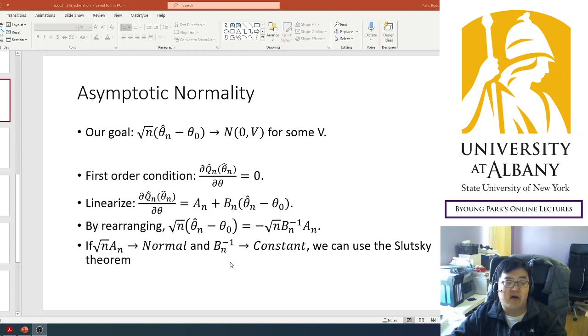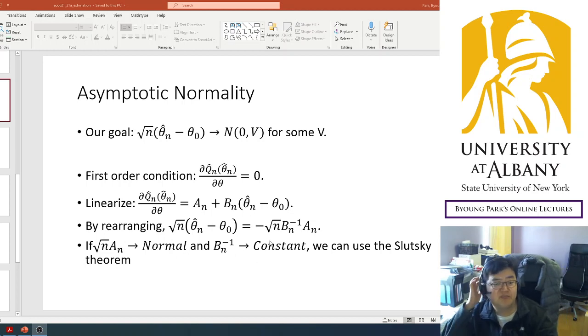Once you obtain these two convergences, we can combine them by the Slutsky theorem. The Slutsky theorem requires one to converge to a constant, and so we need to show this.